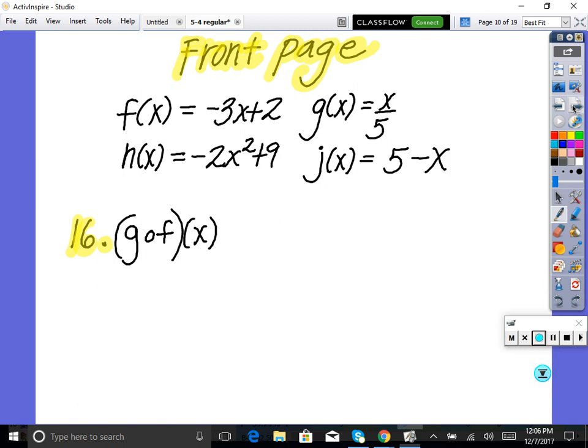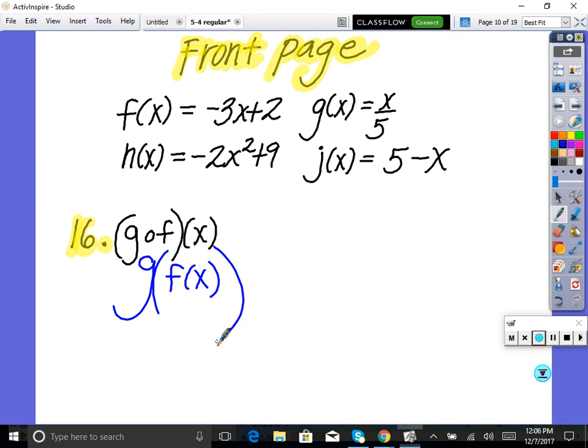Go to your homework front page. So number 16, yours says GOF of A. It's fine with an A, but we're going to pretend like it's an X for a minute. So let's rewrite this in the prettier format. Squish X back in with F. That's F of X. Squish it back in one more time. Otherwise, you might get confused and do it wrong on which one you should plug into which one.